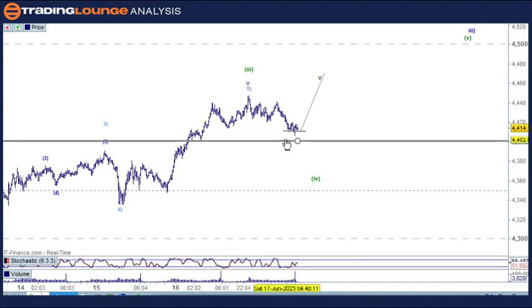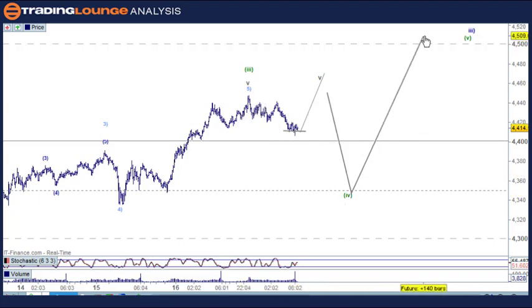Basically, wave 4s tend to pull back to the previous wave 4s, so we could look at that. So the bad news is that we can come down here and then move up at that point. Okay, so that's the bad news.